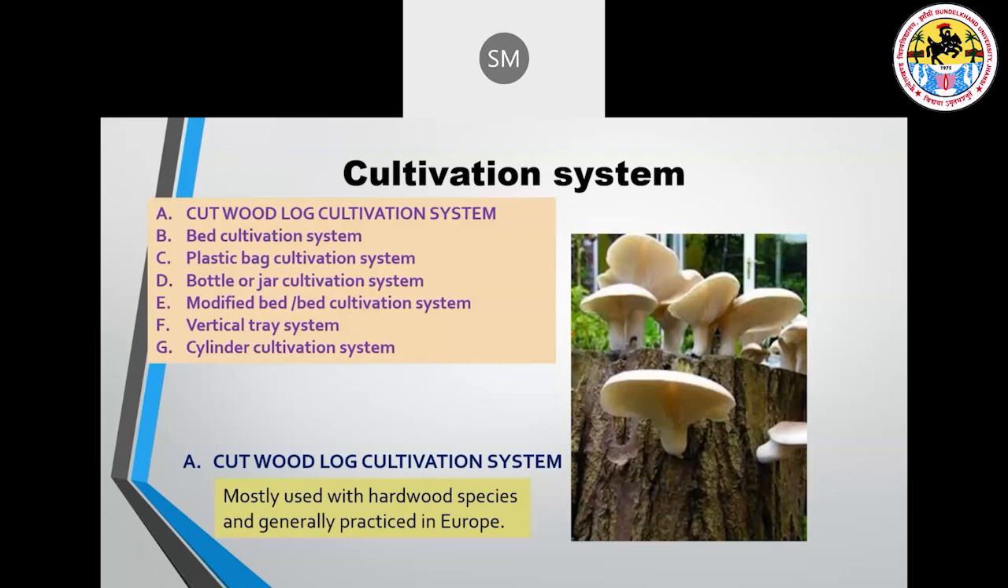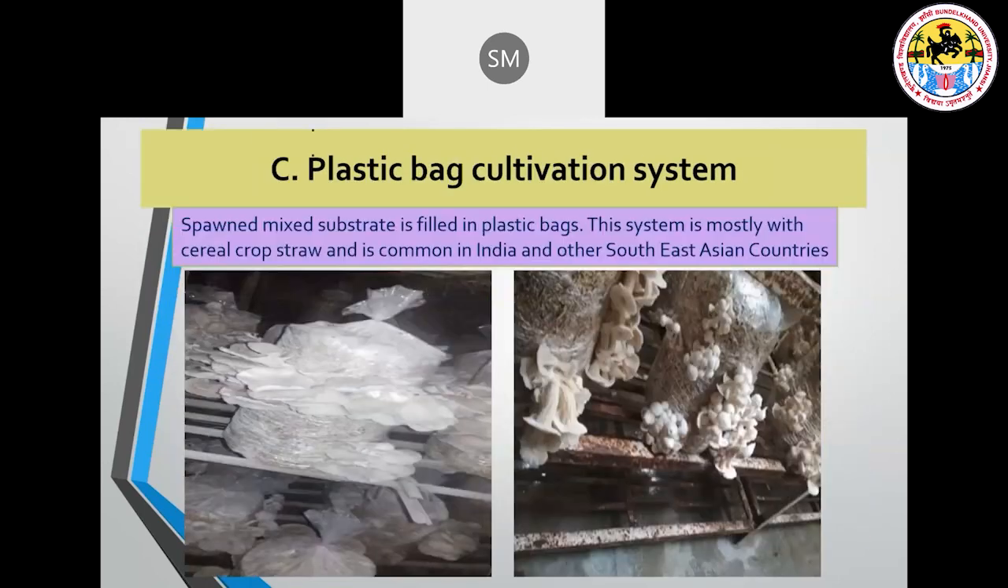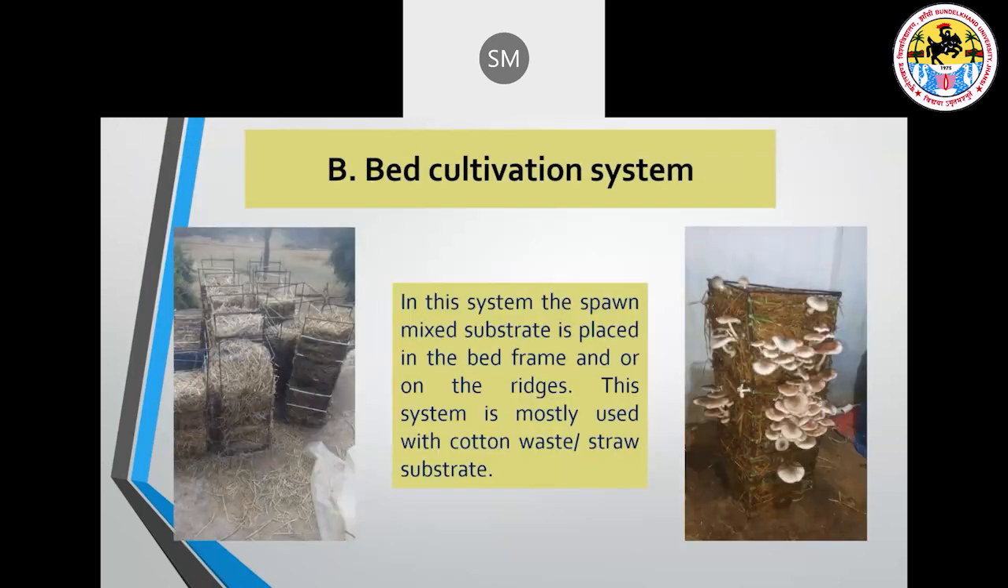Like in Indian conditions, in Assam and the Northeast regions, where jhum farming is done, but it is not in practice now, there is no scarcity of wood logs, so this could be cultivated there in the Northeast region. The second method is the bed cultivation system. In this system, the spawn mixed substrate is placed in the bed frame.